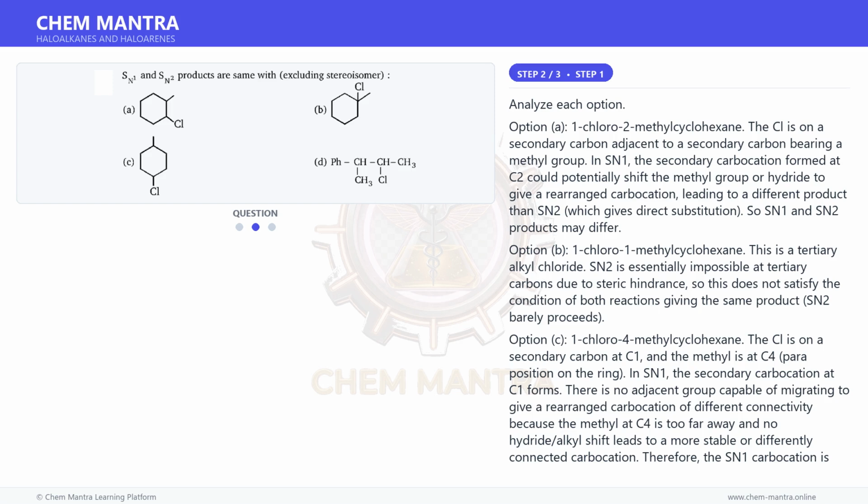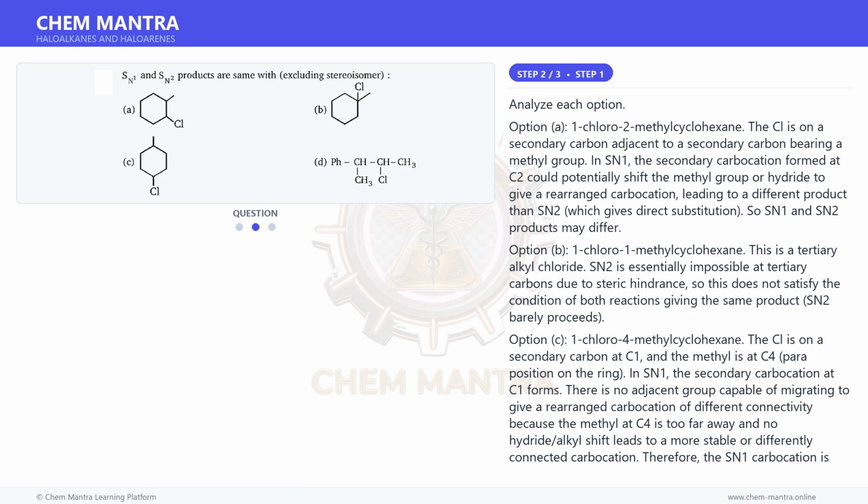Analyze each option. Option A, 1-chloro-2-methylcyclohexane. The Cl is on a secondary carbon adjacent to a secondary carbon bearing a methyl group. In SN1, the secondary carbocation formed at C2 could potentially shift the methyl group or hydride to give a rearranged carbocation, leading to a different product than SN2, which gives direct substitution. So SN1 and SN2 products may differ.